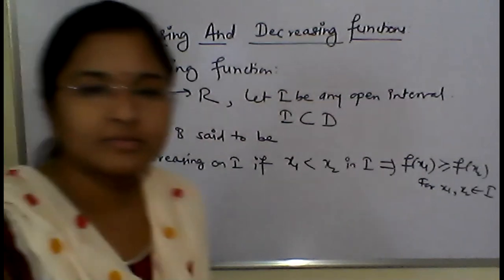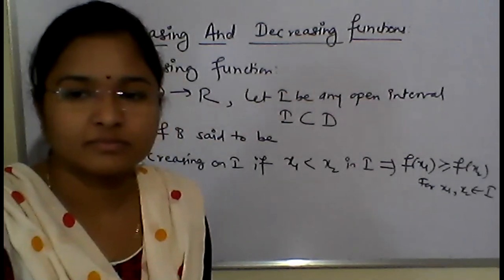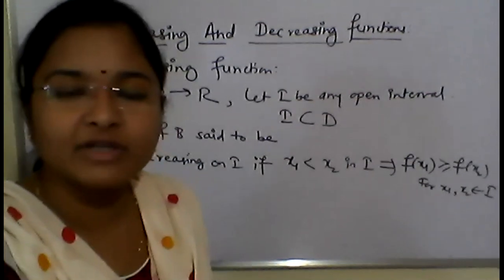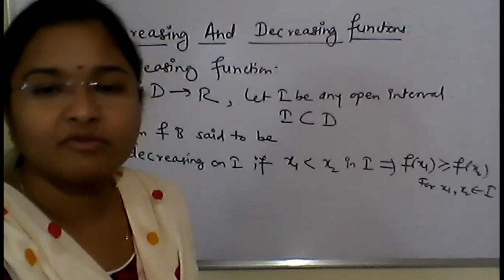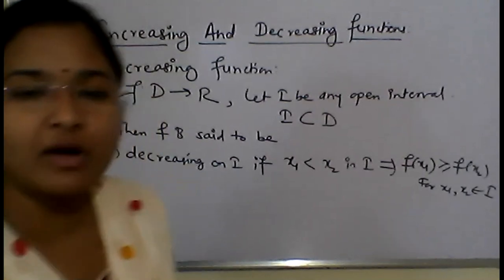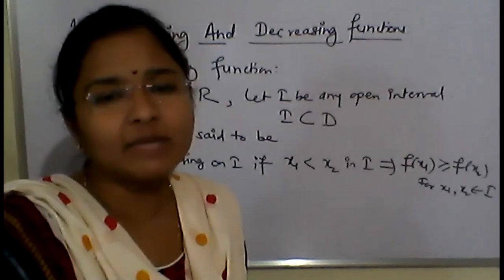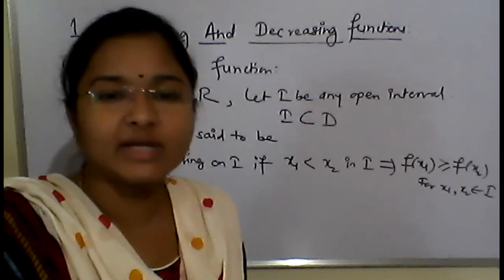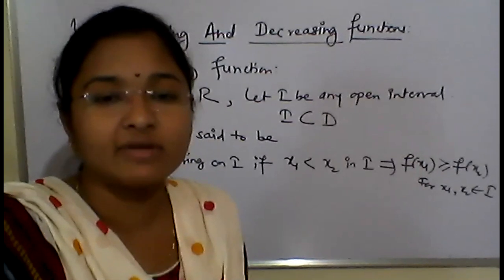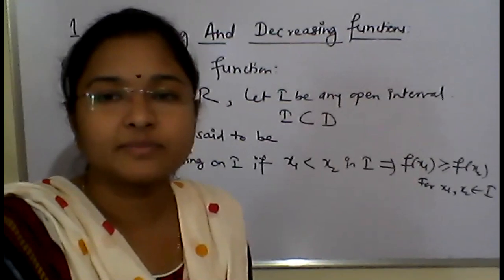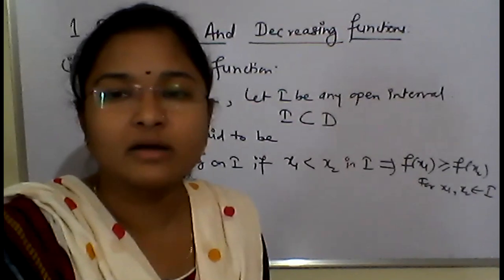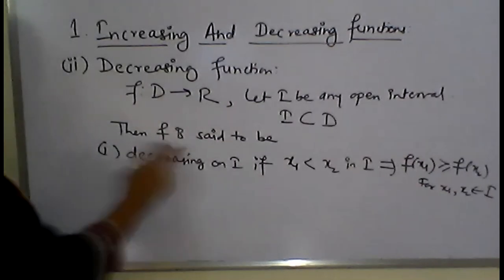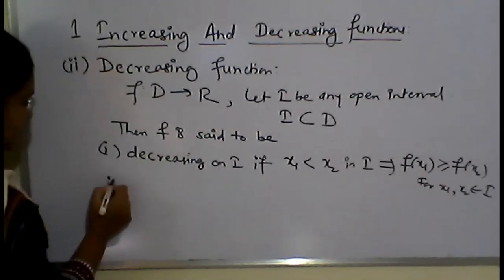Any doubt? See, in a strictly decreasing function, we will not write equal. For a decreasing function, for a less than b, we can have f of a greater than or equal to f of b. And when we take strictly decreasing, at that time we will not consider the equal sign. Getting? Okay.